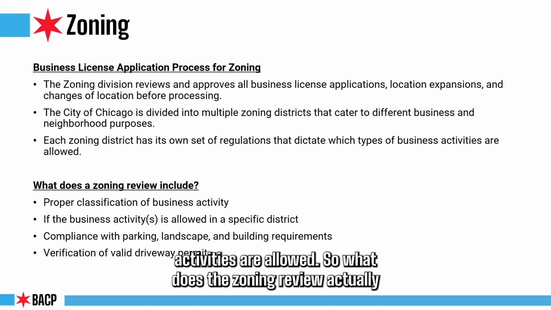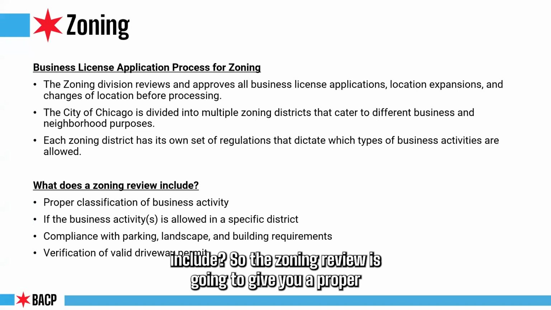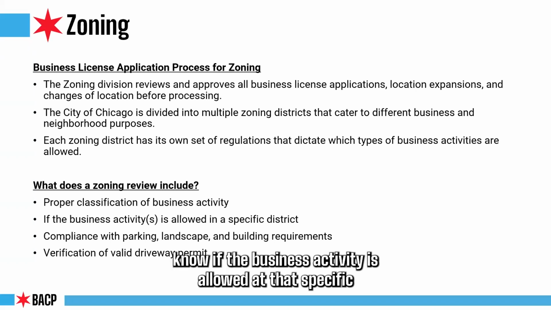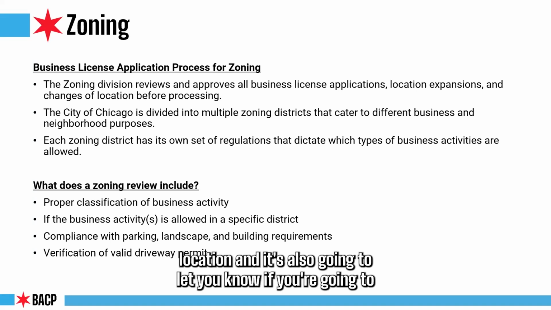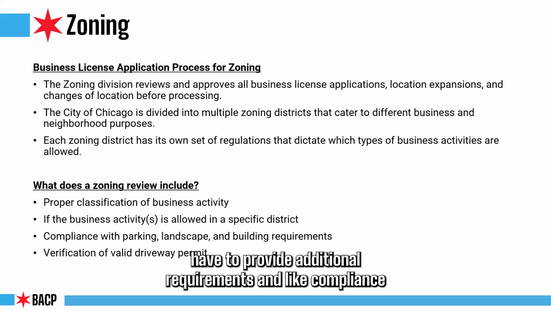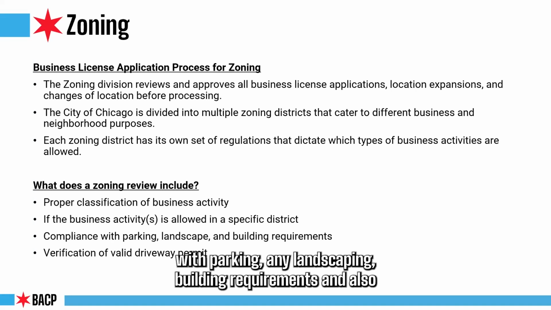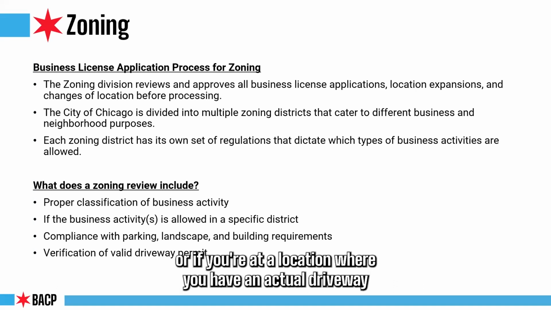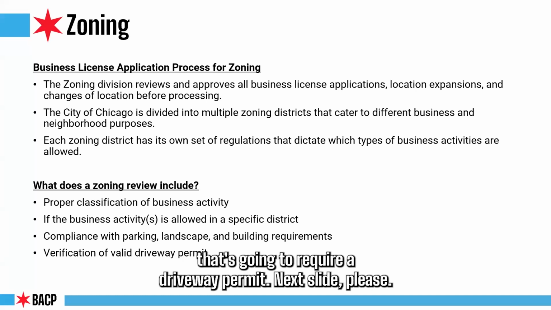So what does the zoning review actually include? The zoning review is going to give you a proper classification of the business activity. It's going to let you know if the business activity is allowed at that specific location. And it's also going to let you know if you're going to have to provide additional requirements like compliance with parking, any landscaping, building requirements, and also verification of a valid driveway permit if you're in a strip mall or at a location where you have an actual driveway that's going to require a driveway permit. Next slide, please.